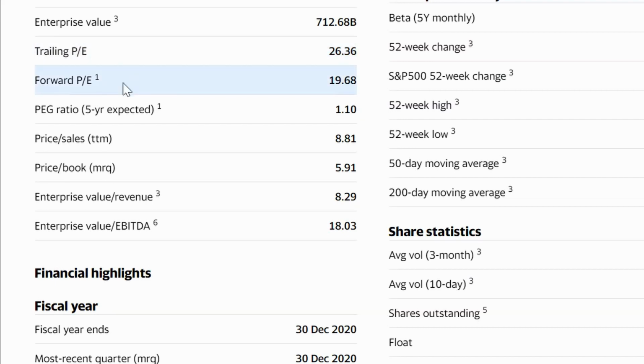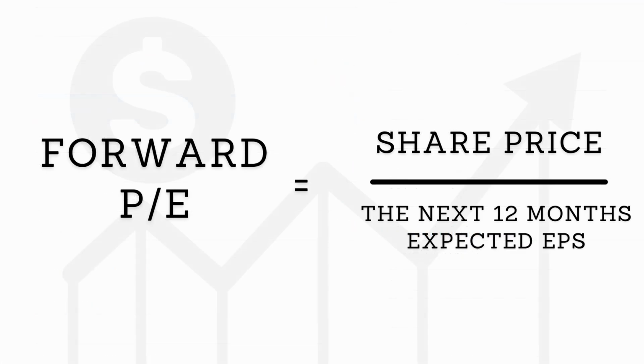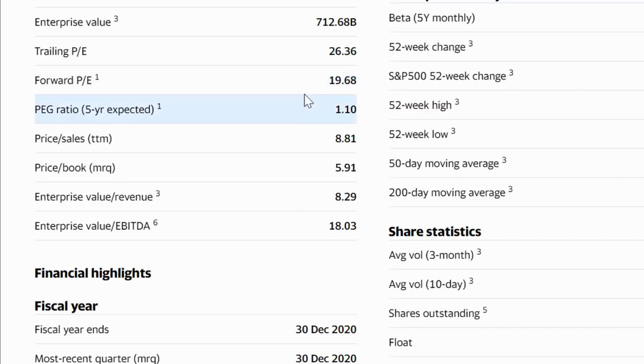And do you remember earlier when I was talking about how if a company is expected to do well in the future, then you can justify paying a higher price? This is exactly what forward PE ratio is for. This is basically the PE ratio, but for the next 12 months of earnings. So as you can see here, the value here is a bit lower. That basically means that future earnings of Facebook are expected to be higher than what they are now.